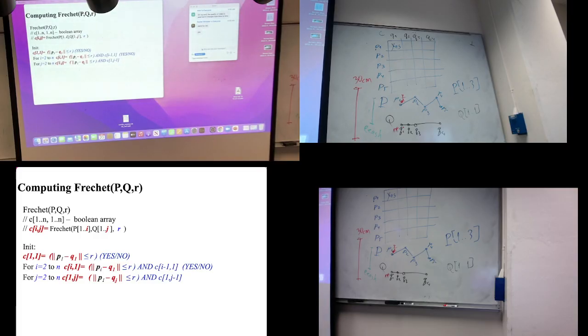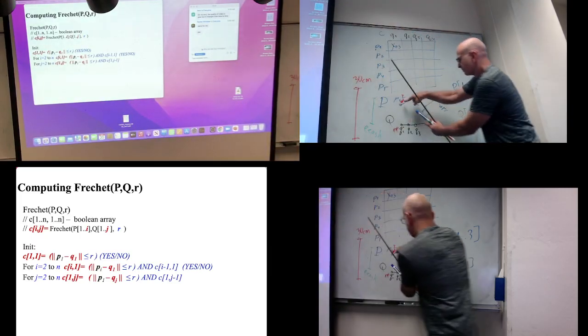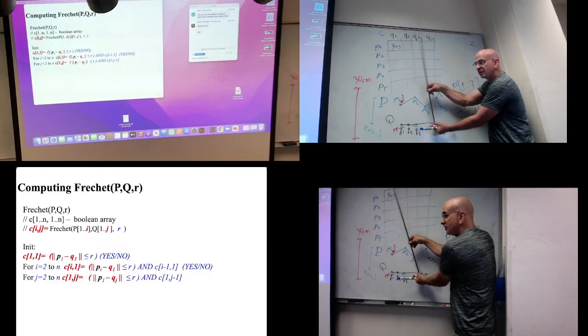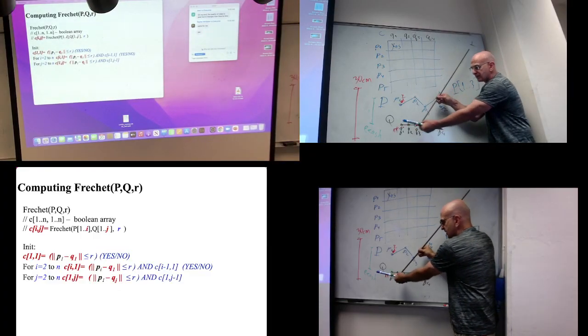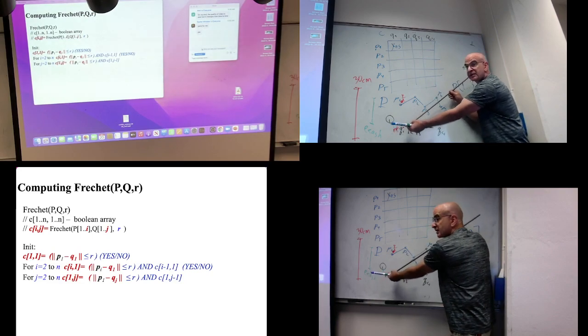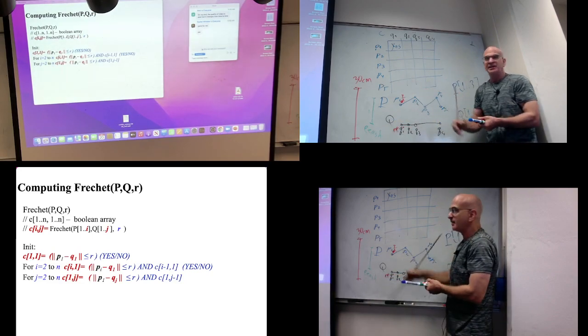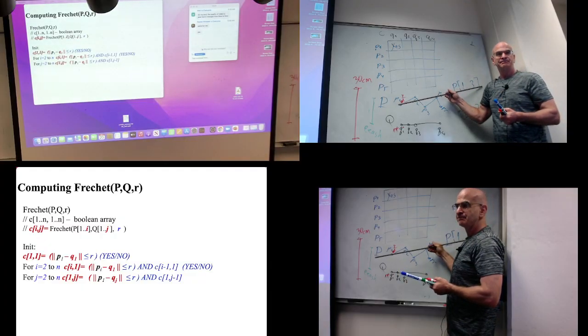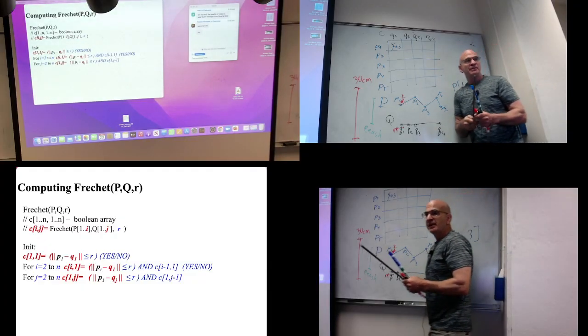For this instance, a really, really long leash. All of it will be yes. Everything will be yes. All the cells will be true. Because no matter how they are progressing, I picked a really long leash, no matter what the schedule, there are not 2 points that are more than 30 centimeters. So in this case, it will be yes all over the place. All the cells will be yes.